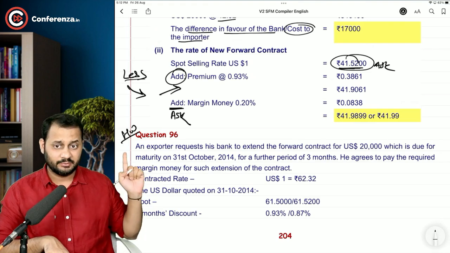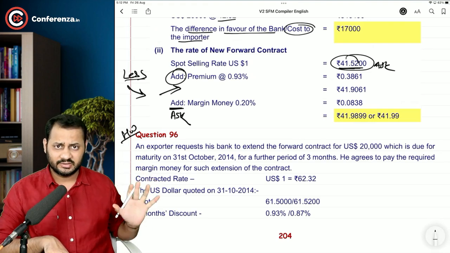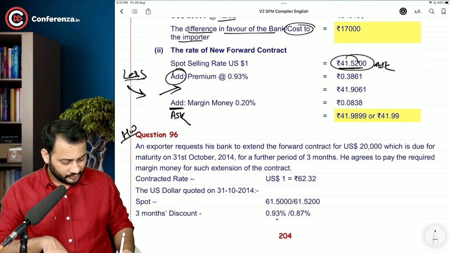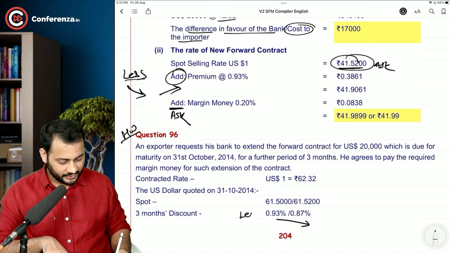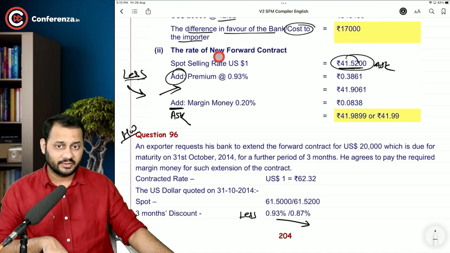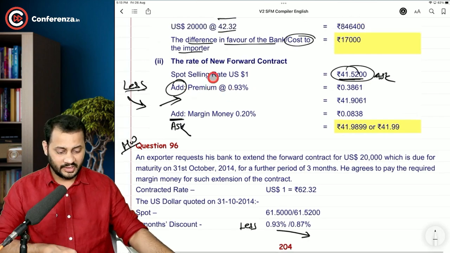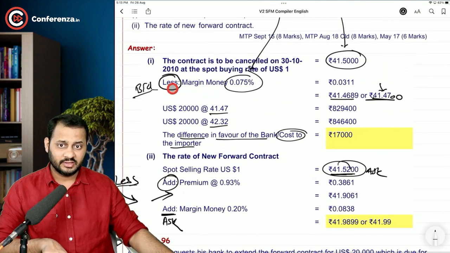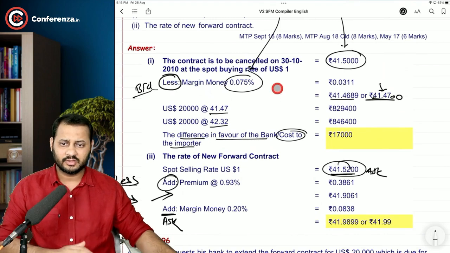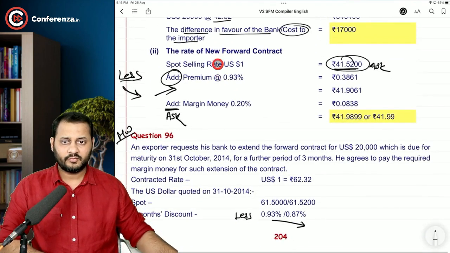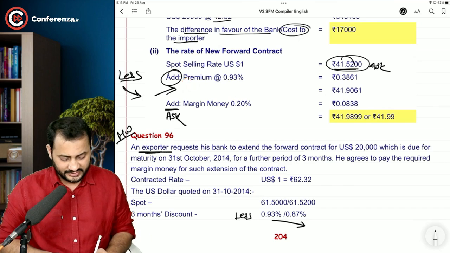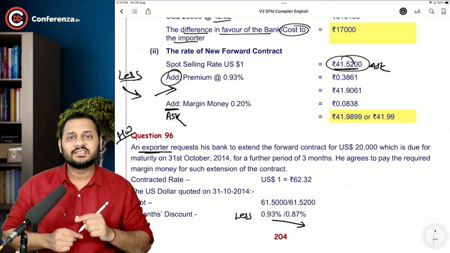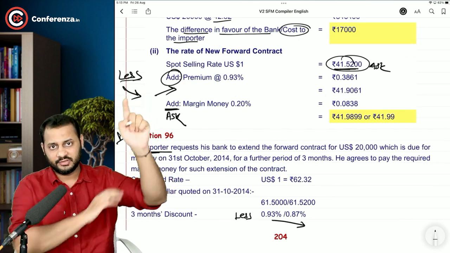And in this case, please remember, in this question, everything is similar, but in this question, the forward is at discount. So you are going to deduct it. Exactly, this premium, here you will deduct the discount. And in this case, no, this is the spot rate, won't matter. Yeah, you will deduct the discount. And in this case, the customer is exporter. So all the transactions are exactly opposite of this question.